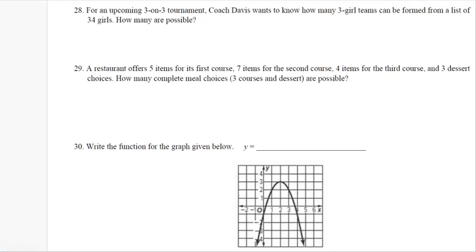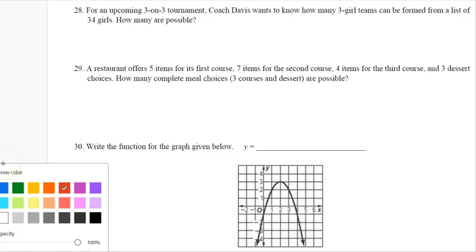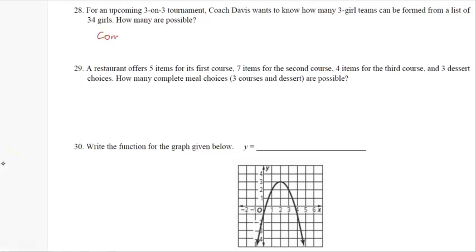On number 28 of this Chapter 6 review sheet, let's take a look at this problem. For an upcoming 3-on-3 tournament, Coach Davis wants to know how many 3-girl teams can be formed from a list of 34 girls. So it's our job to figure out how many are possible. This is an example of a combination problem where order doesn't matter. We just want to know how many small groups, in this case 3-girl groups, can be made out of a total list of 34.